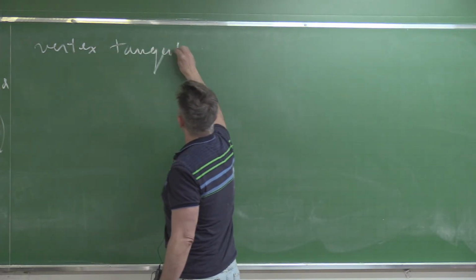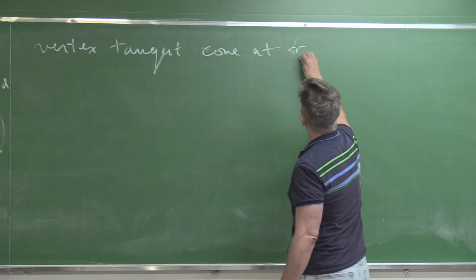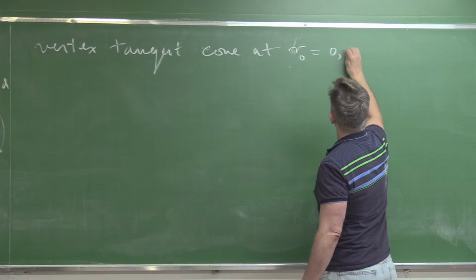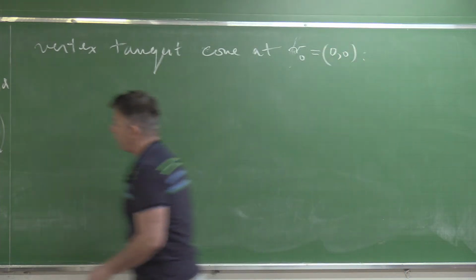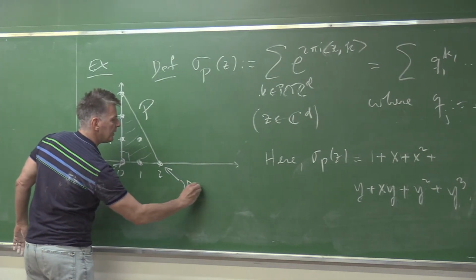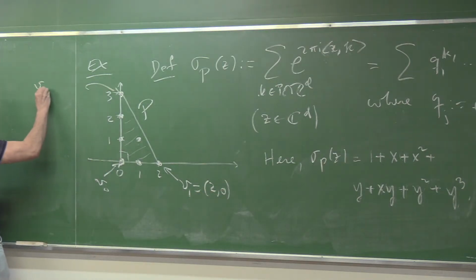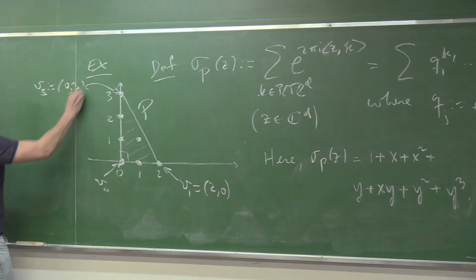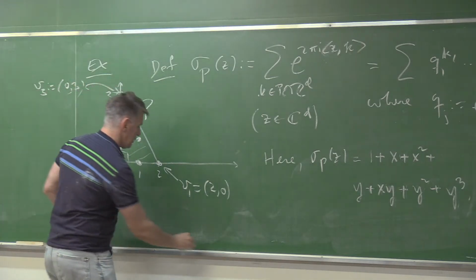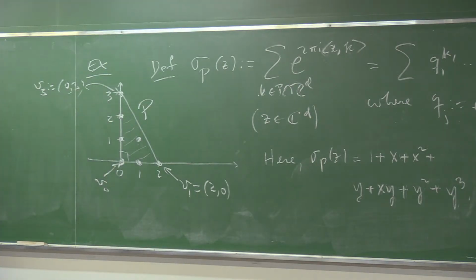So the vertex tangent cone at 0, 0. Let me call it V0 to be suggestive. So this is V0 here. This vertex is V0. This vertex is V1. And this vertex is V3. So I'll use this notation for the vertices. So the vertex tangent cone, now we saw what it was in dimension 1. What do you think it should be in dimension 2?